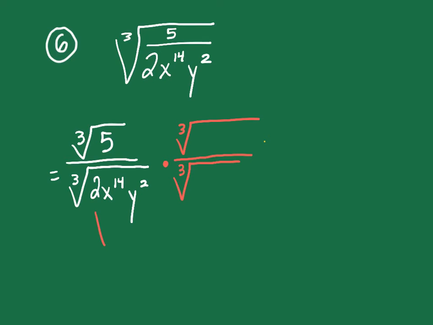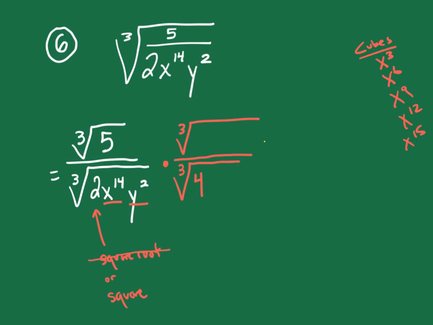So remember, we're going to do the square roots. Square root of 2, who knows what that is. Or the square. So unless you know the square root of 2, we're going to go ahead and use the square of 2, which is 4. And then for the x to the 14th and the y to the second, we're just focusing on the bottom here. We want to get those to a cube. So cube variables: x to the third, x to the sixth, x to the ninth, x to the 12th, and x to the 15th.